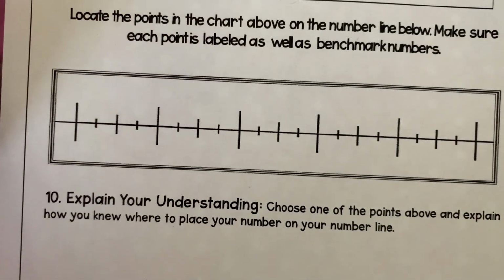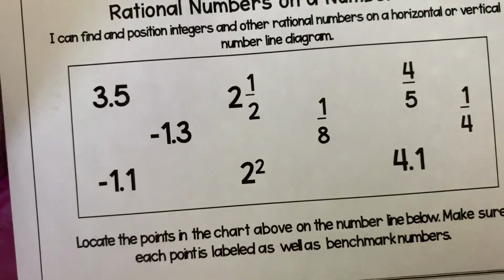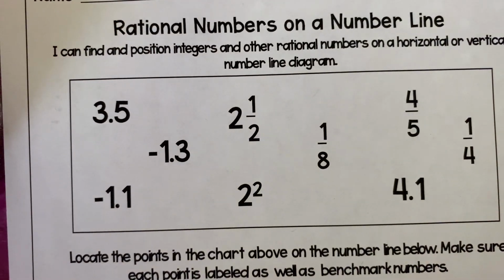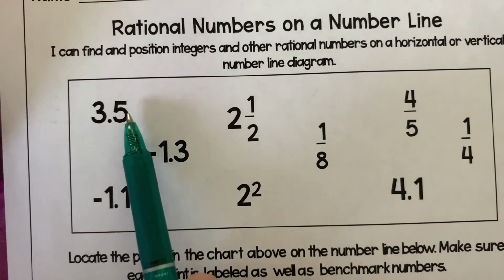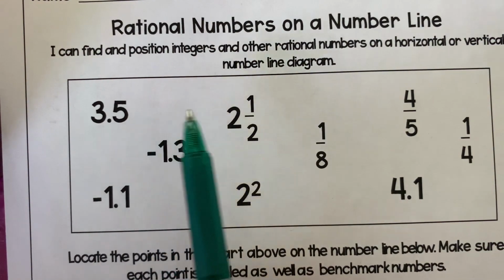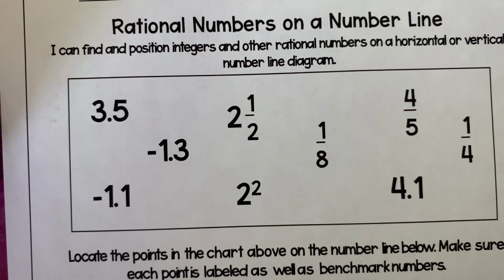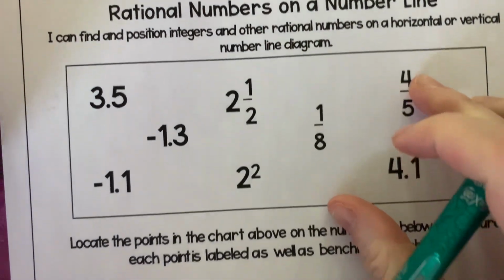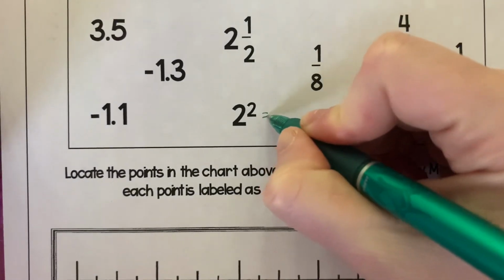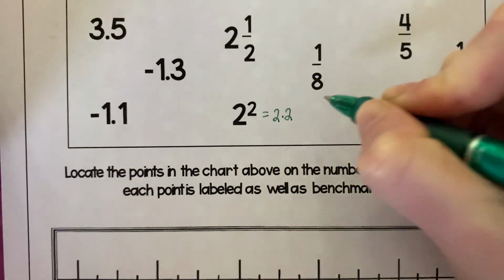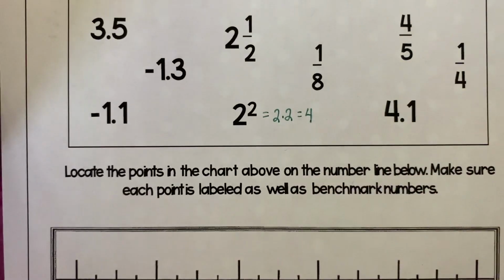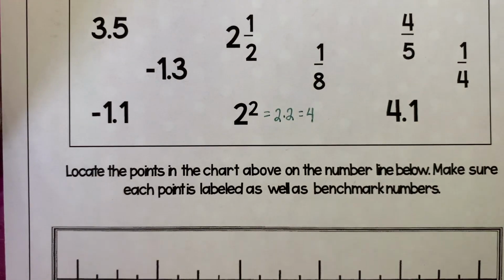Okay, so now that we have finished with the module book notes, I want to explain to you this assignment if you were absent. So what you're doing is you are graphing these rational numbers on a number line. First off, you can convert any decimal to a fraction or any fraction to a decimal. You can choose to convert it either way so you can compare. Keep in mind 2 squared, this is the same as 2 times 2, which is the same as 4. So 2 squared is the same as the whole number 4.